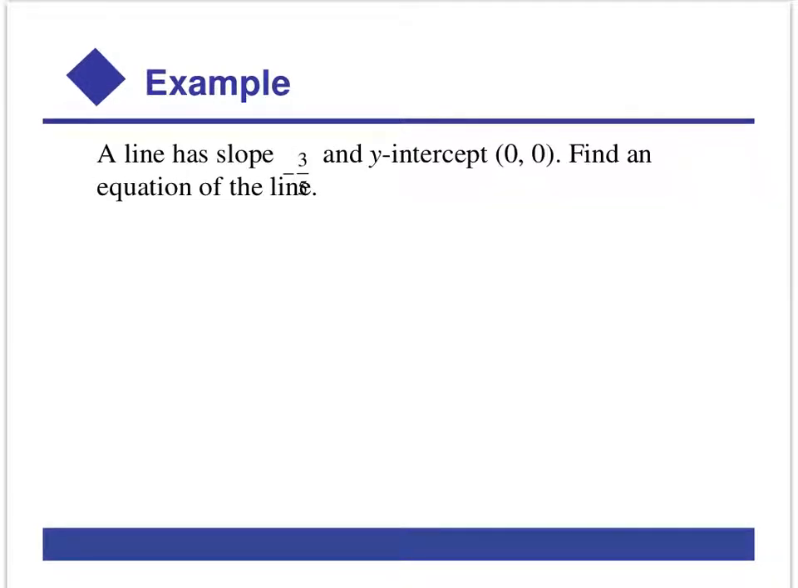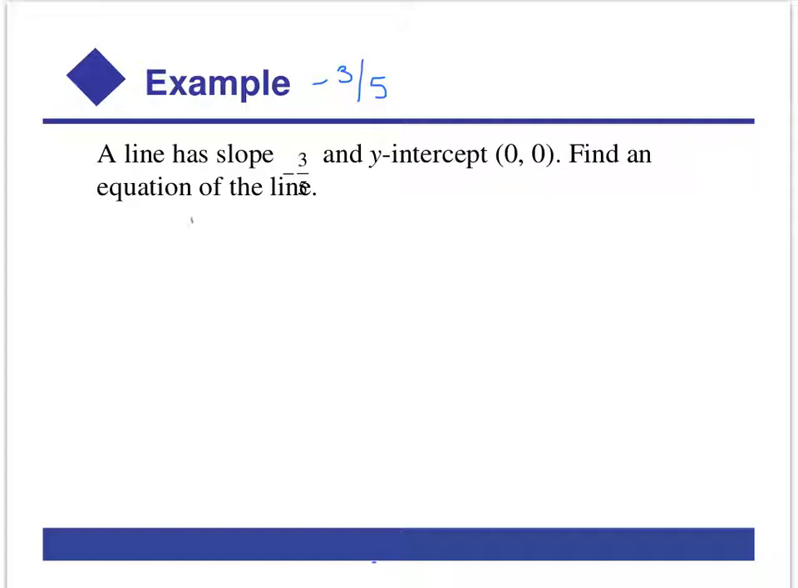Okay. We have a line that has a slope of negative 3/5. Hope you can see that on your notes. Negative 3/5, and an intercept of (0, 0). Again, you can plug everything in and you can figure out exactly where everything goes.